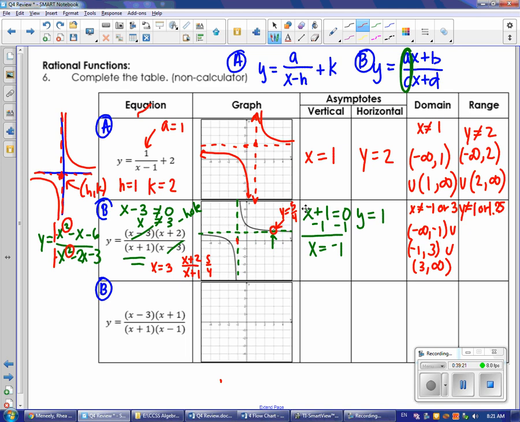So if I were expressing the range in interval notation, again, I would go from negative infinity to 1, union 1 to 1.25, union 1.25 to infinity.